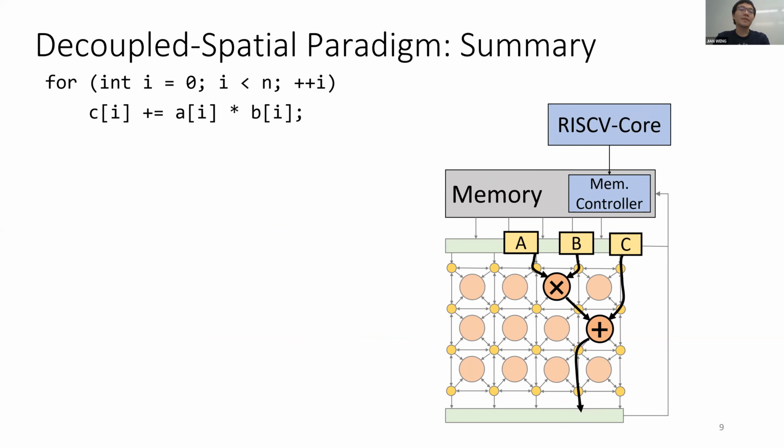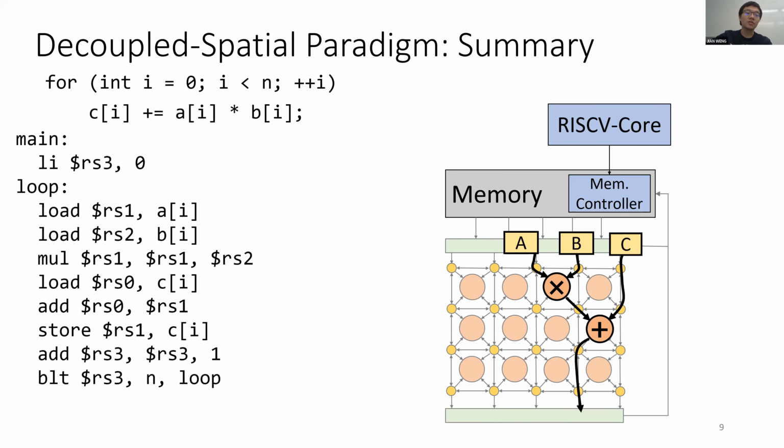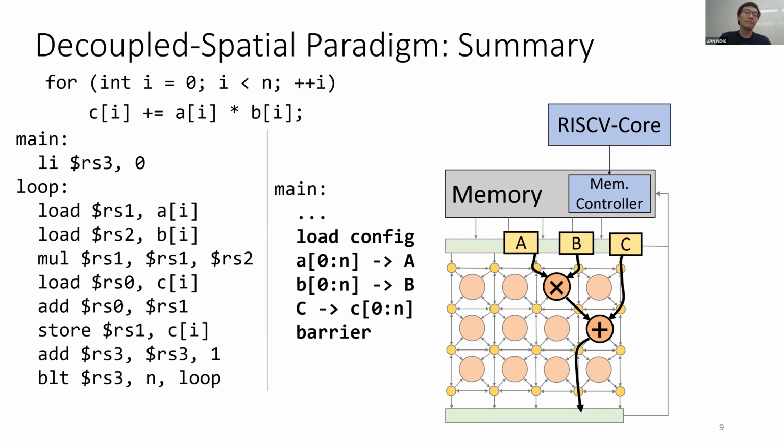Specific to our implementation, the host controller is a lightweight single-issue RISC-V core. So programming a decoupled spatial architecture is essentially to encode and embed these specialized program idioms in RISC-V assembly code.